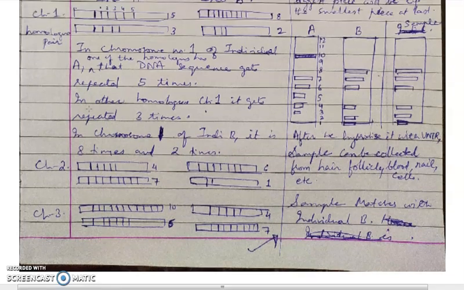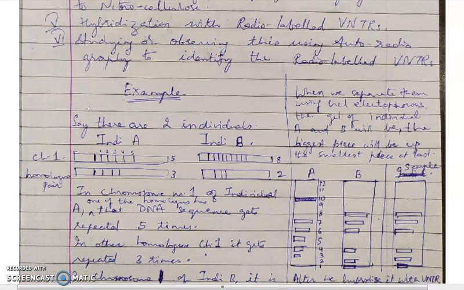So how are the samples tallied? It will be tallied when we separate them using gel electrophoresis. In the gel of individuals A and B, the biggest piece, the one with the most repetitions, is the longest one. Okay, VNTRs according to length. The longest one, the biggest piece, will be on the uppermost side of the gel electrophoresis, and the smallest piece will be at the lowest side.